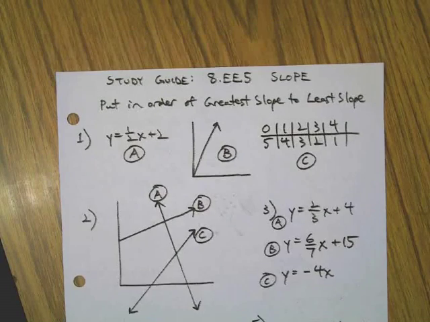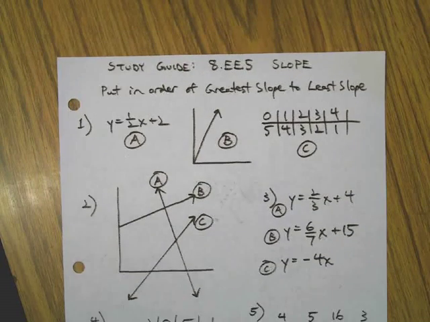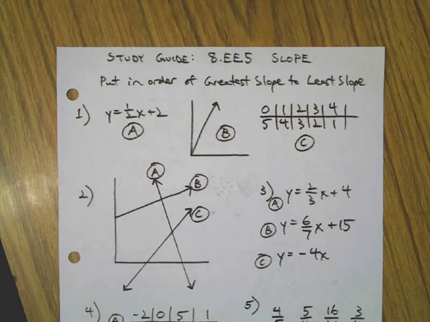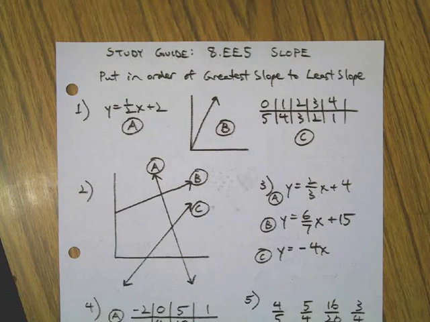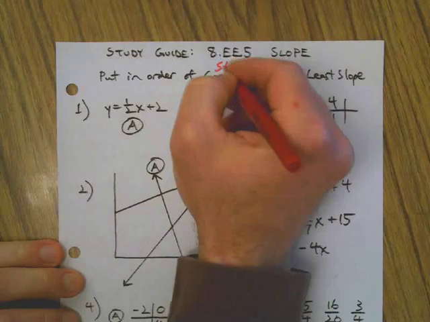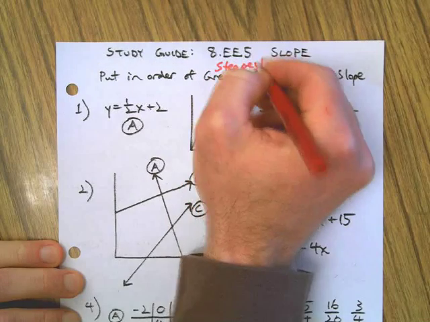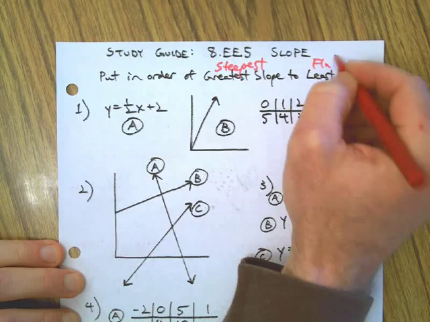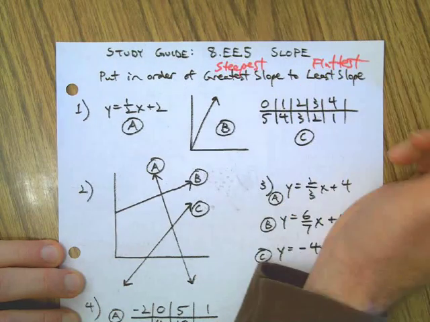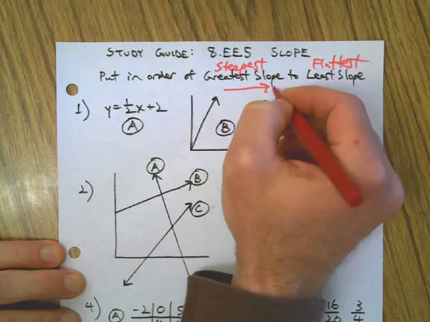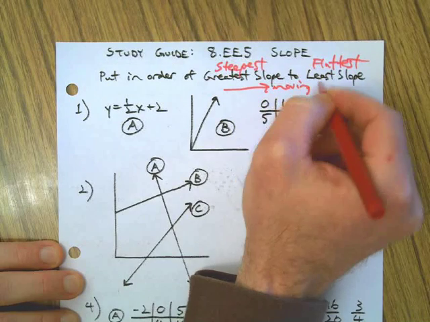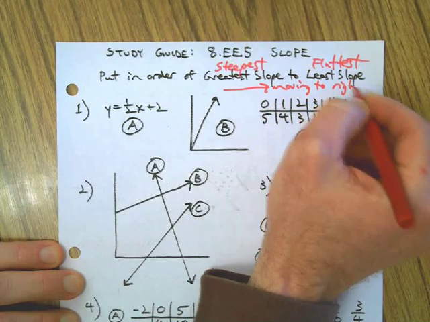Here we go. Flip this over to the slope side of the study guide. We're just trying to put these in order from the steepest to the flattest. Okay, greatest slope to not the greatest slope. Okay, remember, it's always moving to the right. Always moving to the right.